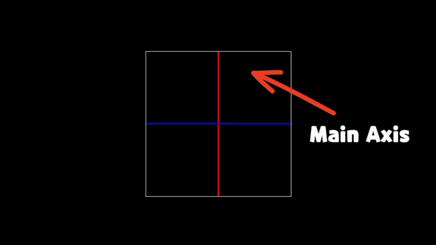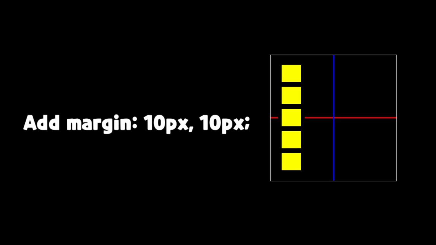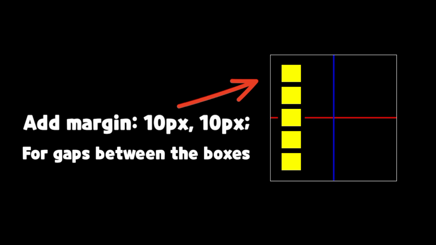Now in this image, you can see that we have a box which has this blue line and also this red line. This red line is the main axis and the blue one is our cross axis. Fill this box with 5 boxes. Let's color these boxes yellow so that we can clearly see what is going on. Now by default, as you can see, these boxes are stacked upon each other.